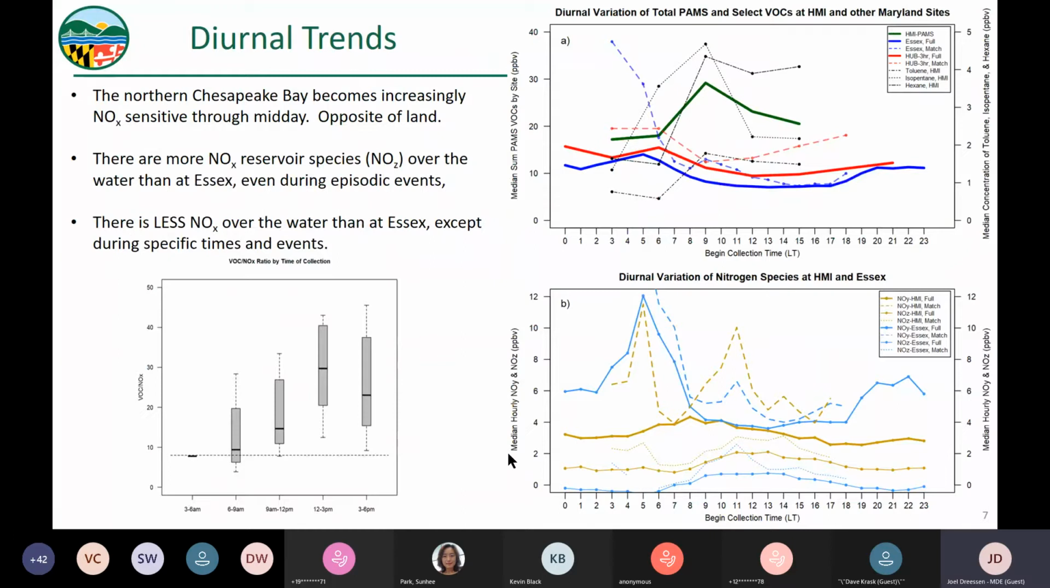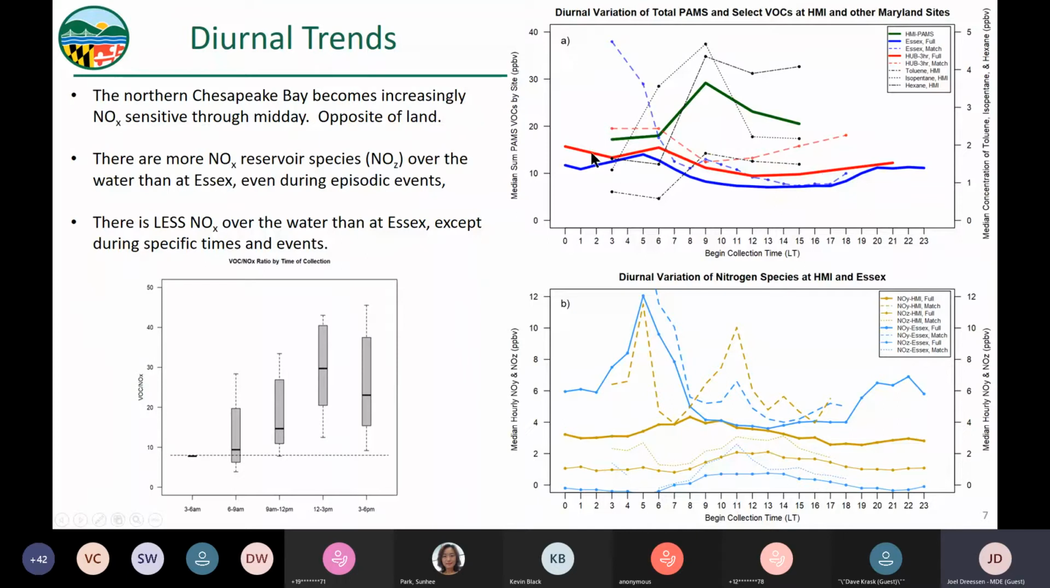Because of the observation scheme that we undertook, we can also see how the trend in VOCs was changing throughout the day. And we can get a diurnal variation of VOC concentration, and then also compare it to the NOx concentrations that were there. So first of all, the northern Chesapeake Bay becomes increasingly NOx sensitive through midday, and it's far and above in concentration compared to the other two land sites.